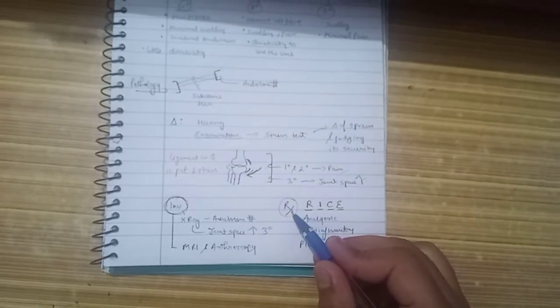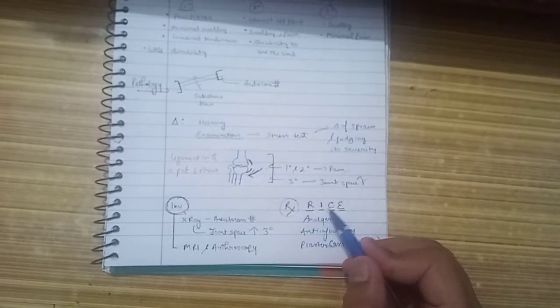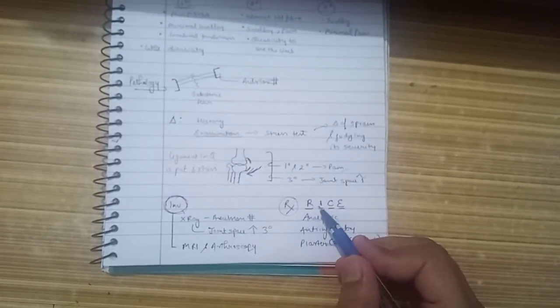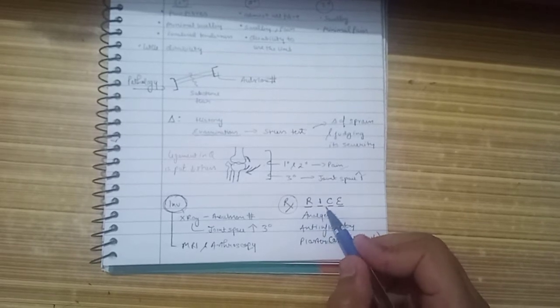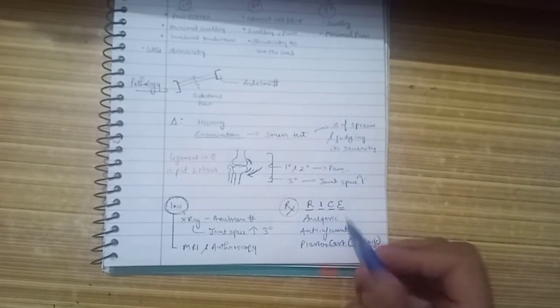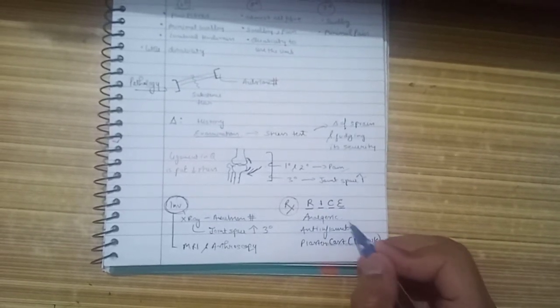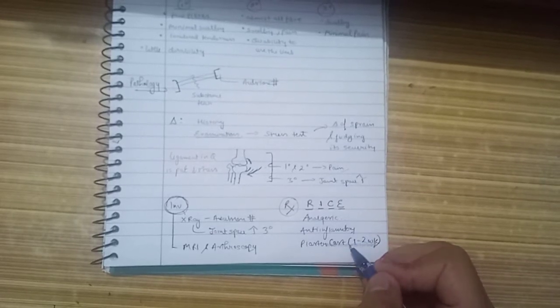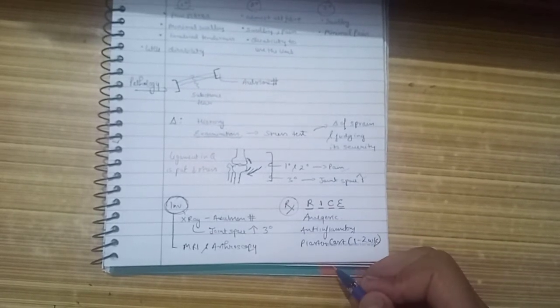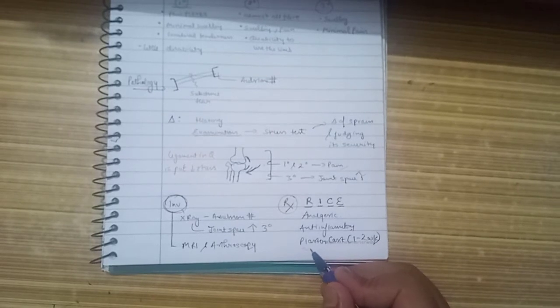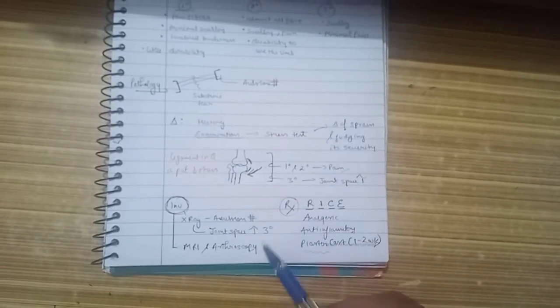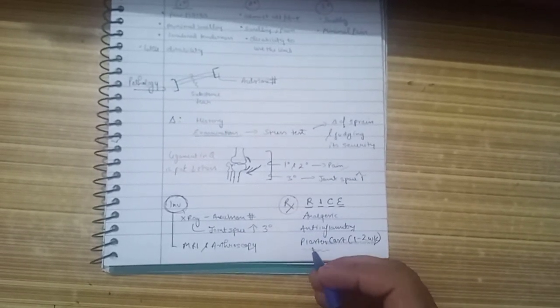The treatment includes the famous RICE, that is rest, ice packs, compression and elevation to decrease the edema. Analgesics and anti-inflammatory drugs are given in accordance with the patient, and a plaster cast is applied in the cases of secondary and tertiary sprain.